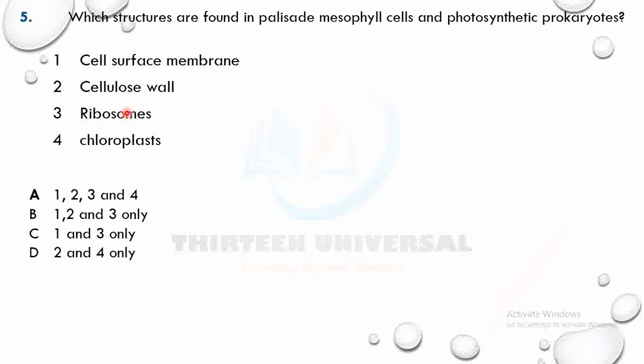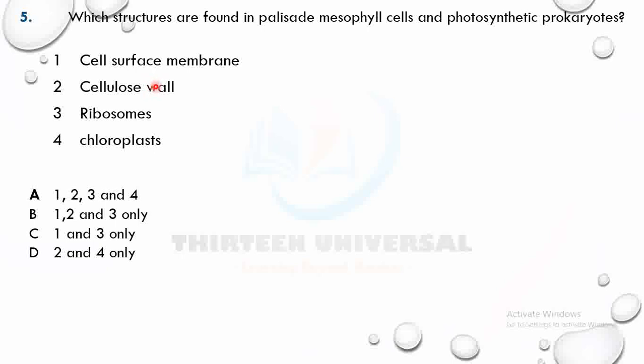Now I want you to note that all cells have three structures in common. They all have ribosomes, they all have a cell surface membrane, and they all have cytoplasm. But because we are dealing with plant cells, they have a cellulose cell wall, okay? Prokaryotes also have a cell wall, but it is not made of cellulose. Their cell wall is made up of peptidoglycan. They're asking us for the structures found in both of them, so the cellulose cell wall will not be among them.